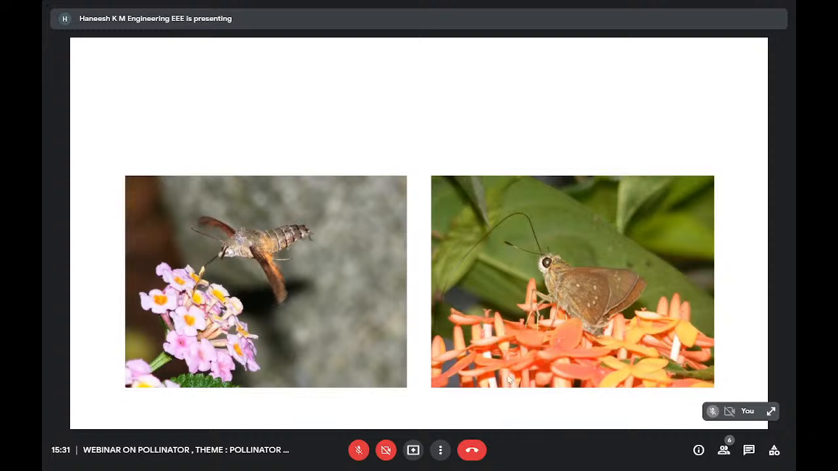This is an Ixora flower, which has a long pollen tube. You can see that this particular butterfly has a very long proboscis, which can help in sucking the nectar from that flower, and it also helps to pollinate that flower. So this is how flowers and their pollinators co-evolve. They are evolving together so that they can help each other.